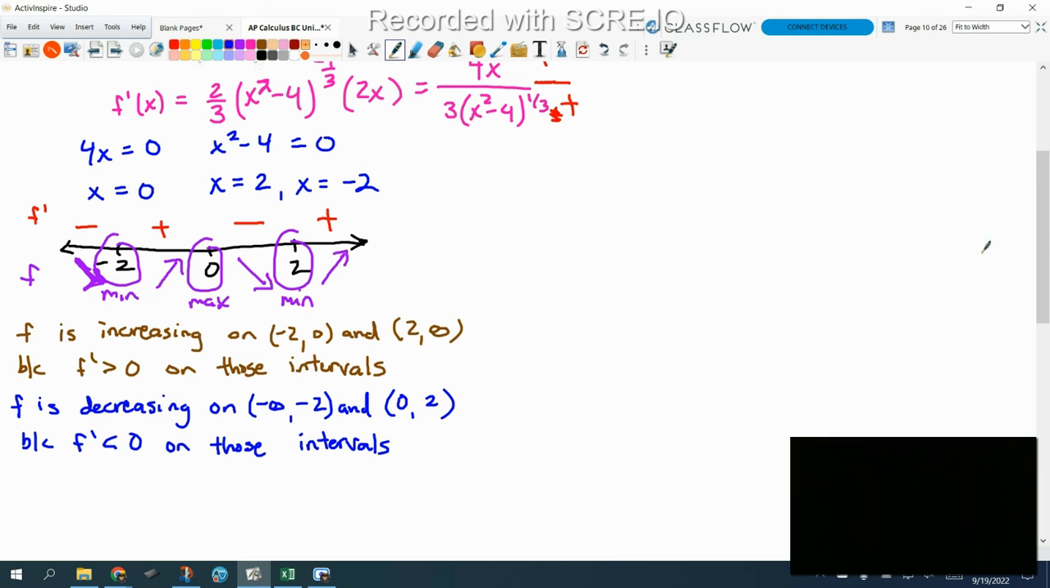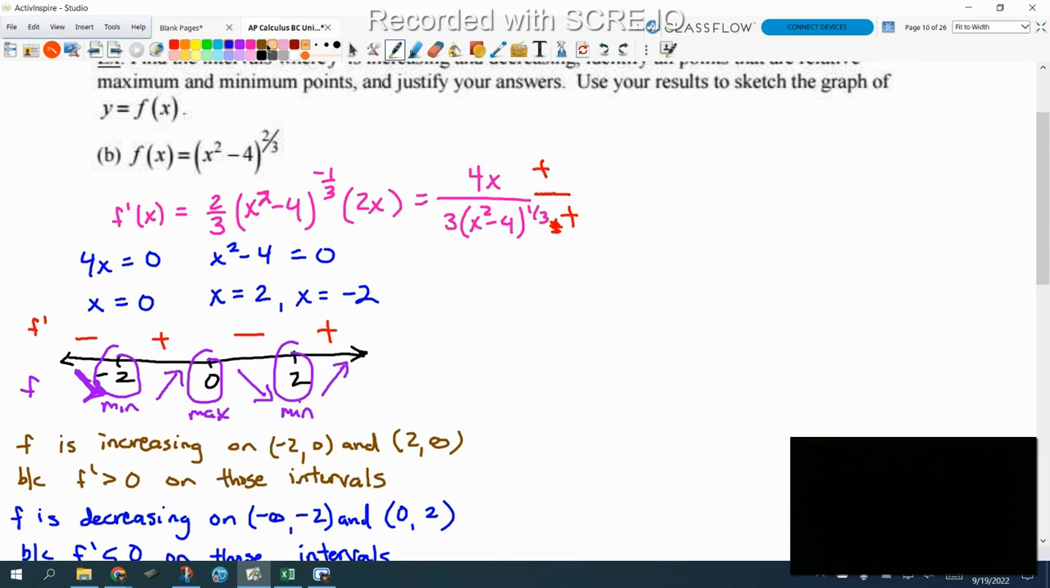All right, for doing maxes and mins, we need the points. So let's plug these numbers in. F of negative 2. So negative 2 squared is 4, minus 4 is 0. F of positive 2. 4 minus 4 is 0. F of 0 is 0 minus 4. So that's negative 4 to the 2/3 power. If you want to go ahead and square that, negative 4 squared is 16 to the 1/3 power. Okay, there's not really much you can do with that.